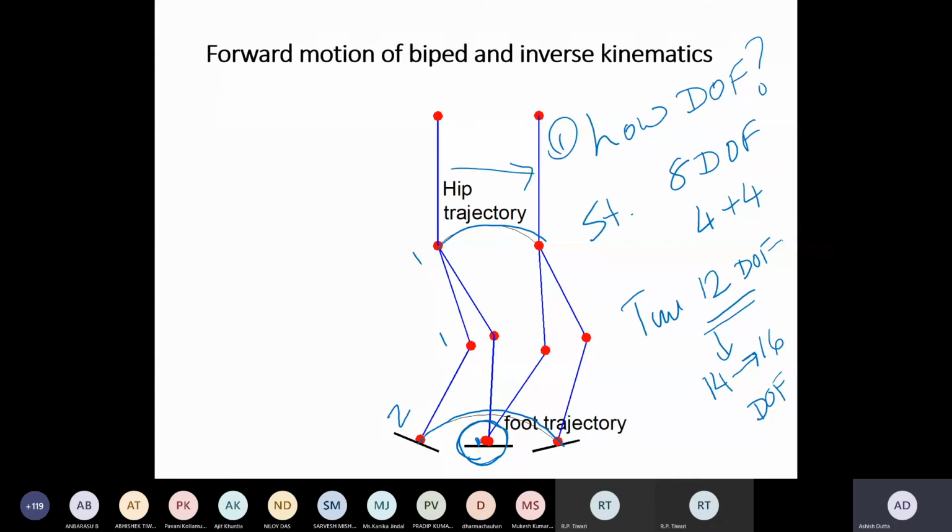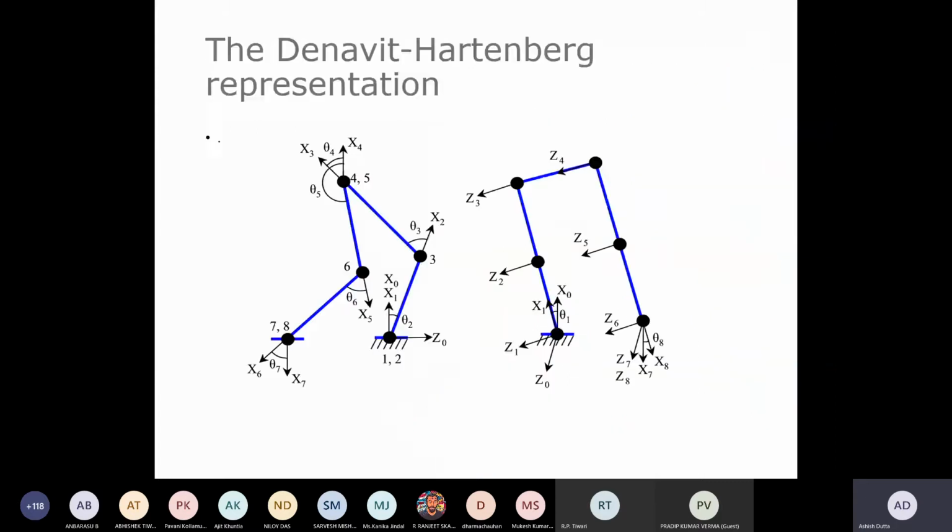The second point is the trajectory by which this is going. There can be infinite trajectories, right? The leg can go forward in infinite ways. Similarly, the hip can go forward in infinite ways. So why is it that human beings walk in the same way? We can have infinite trajectories because it's a redundant system. Why is it redundant? Because it's 8 DOF, and if it is more than 6 DOF, it's a redundant system. So these are two questions we'll try and look at.